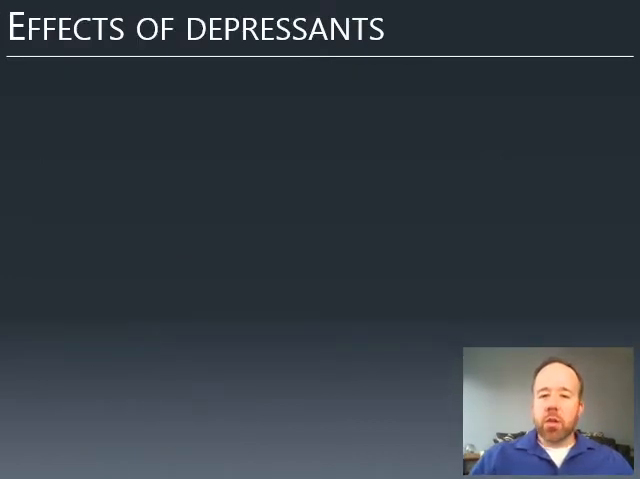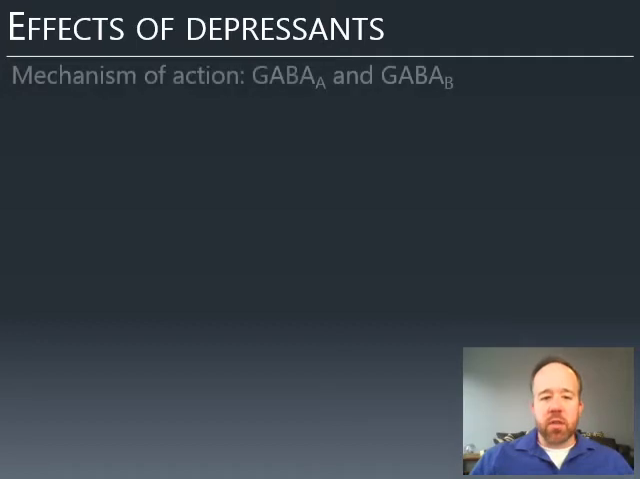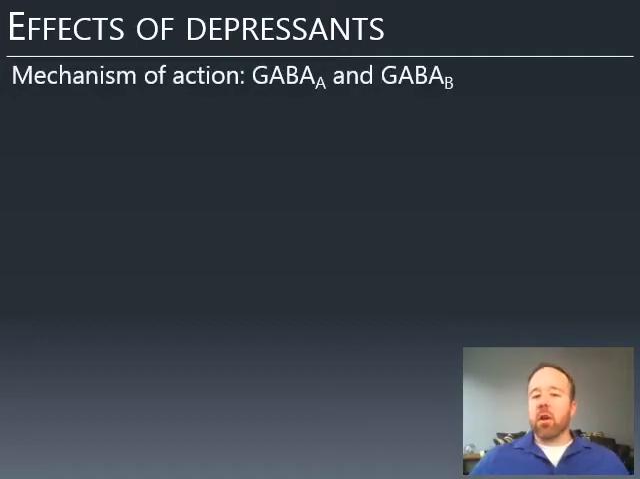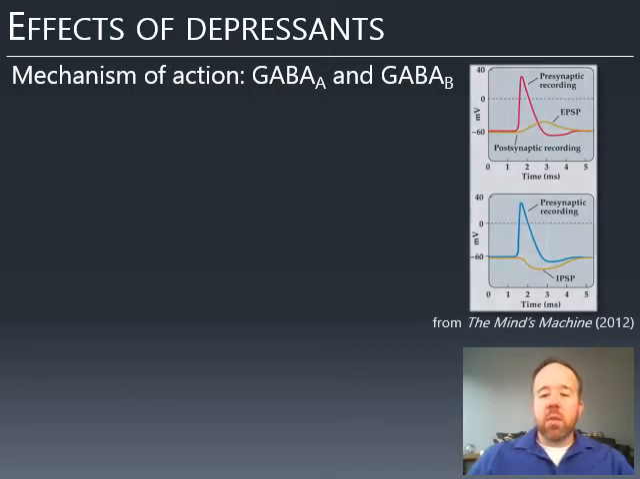So what do depressants do? We mentioned some of the effects that depressants have. First, how do they have their effects? The way depressants work is through what are called GABA receptors. If we recall, GABA is one of the main neurotransmitters in the brain, and it's the main inhibitory neurotransmitter.